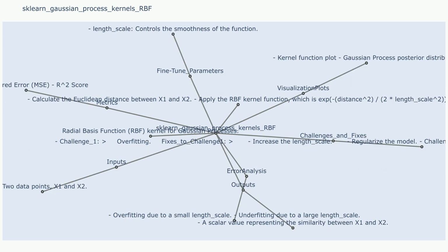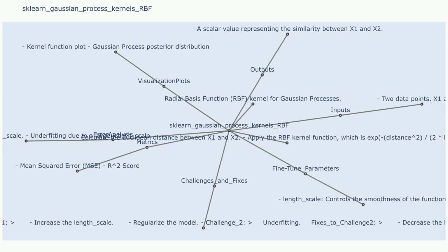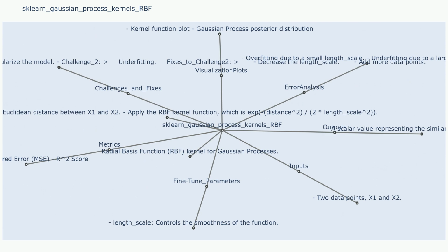Visualization plots. Visualization plot 1: scatter plot with a heat map representing the kernel values for a set of data points, showing how the similarity changes with the distance between them. Visualization plot 2: contour plot visualizing the kernel values across different distances, highlighting the Gaussian function behavior.